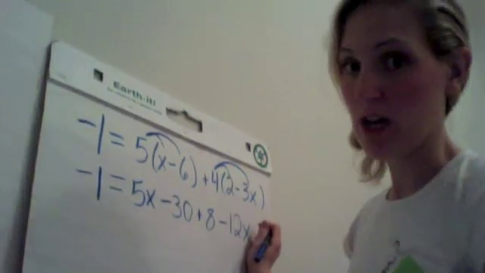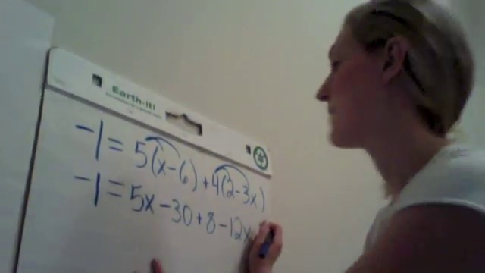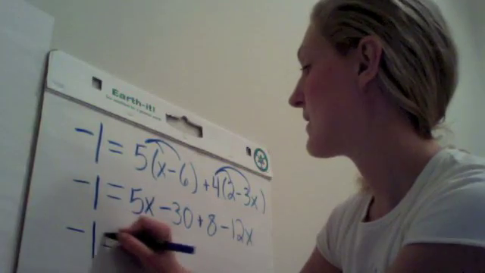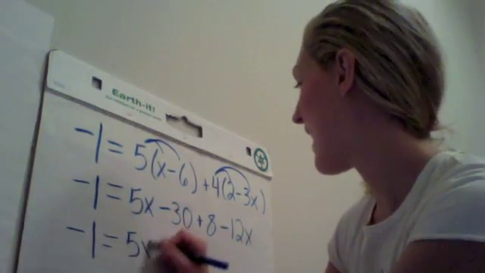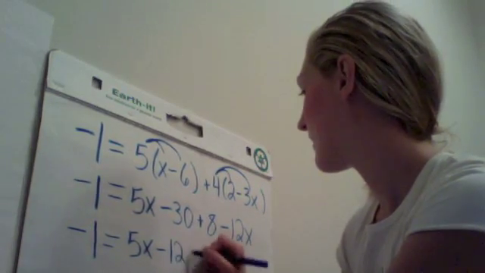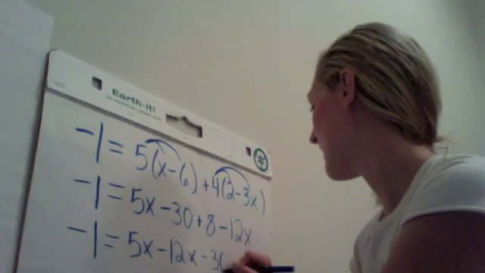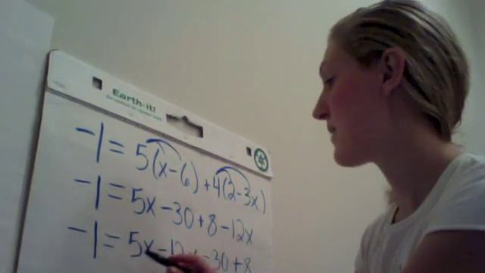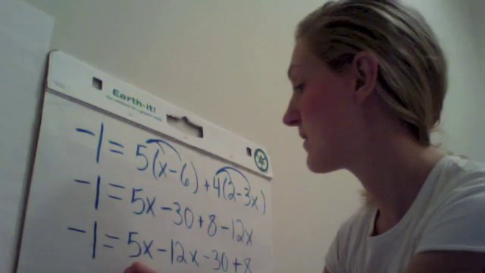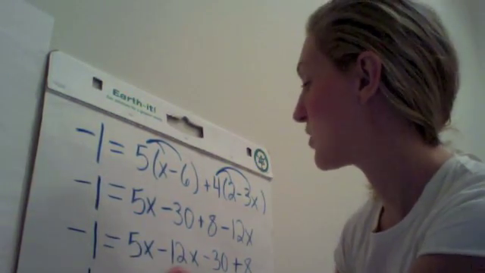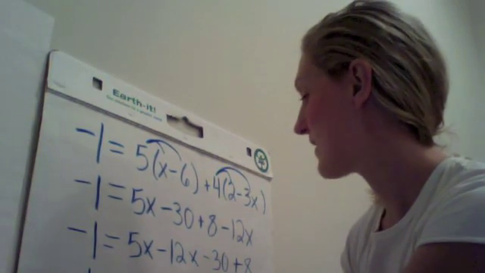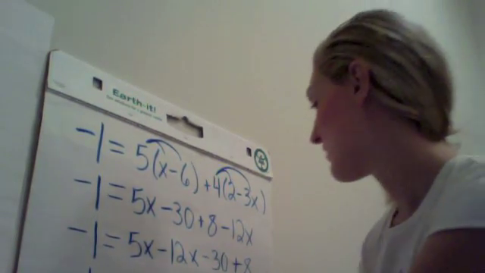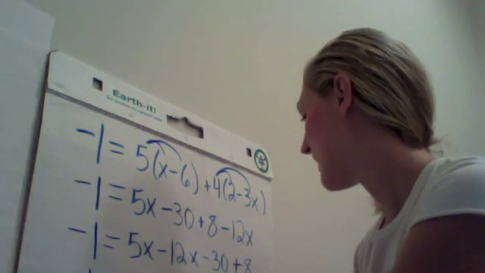Now I'm going to use the commutative law to rearrange my numbers so that I get the like terms together. Negative 1 equals 5x minus 12x minus 30 plus 8. At this point, I can combine the 5x minus 12x, which will give me negative 7x. And I can combine the negative 30 plus 8, which will give me negative 22.